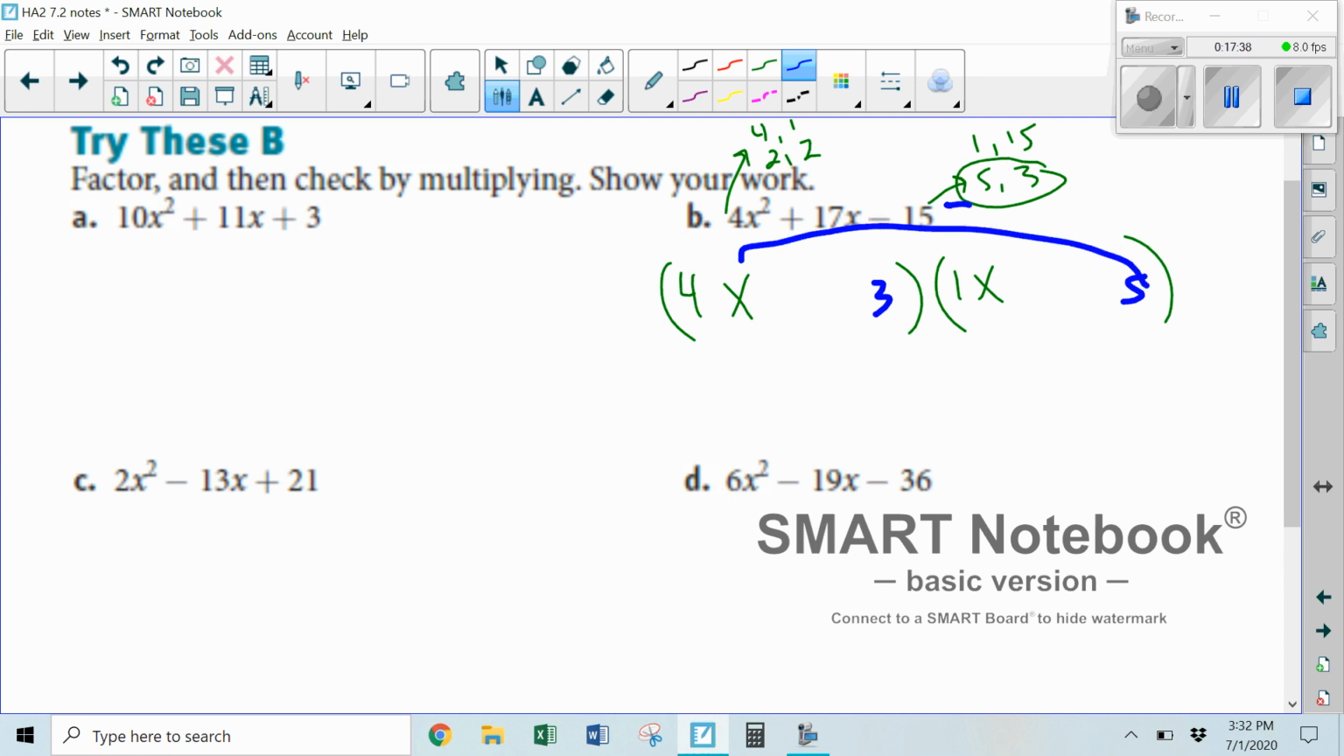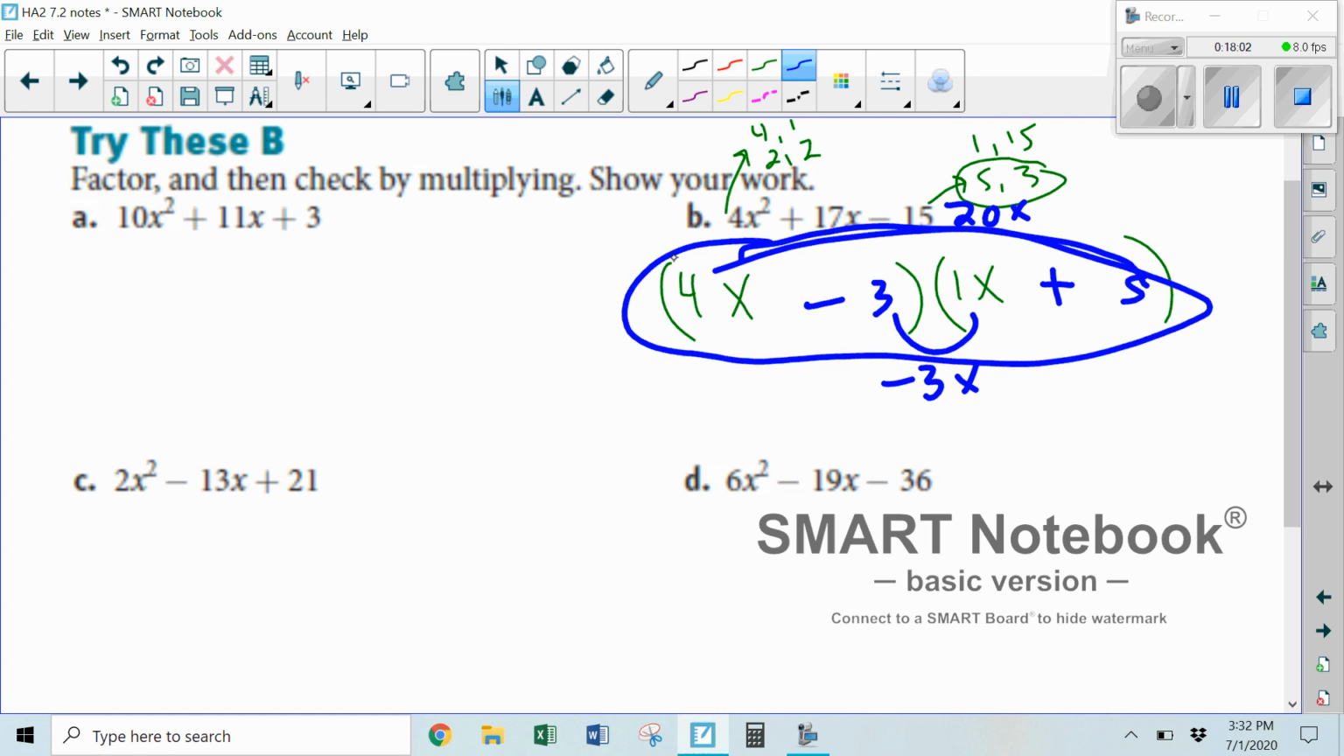So that's 20x and 3x. That could make 17 if the 3 is negative. If the 3 is negative and this is positive, will that give me negative 15? Yes, it will. Negative 3 and positive 5 makes 15. So these are my 2 factors.